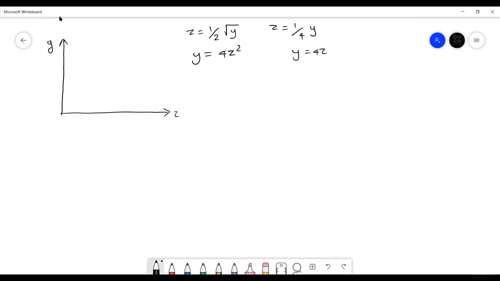We'll plot this one first. Since it is a straight line, it's easier to plot. So y is equal to 4z. Then we have to find out how the y equals 4z squared graph behaves, whether it goes in this manner or in this manner. If you have your basic mathematics knowledge, you can find that it goes to the bottom.